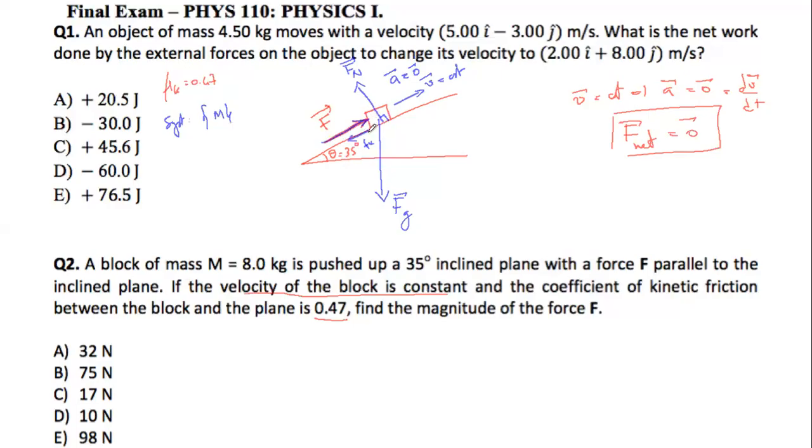Let me choose my x-axis and my y-axis. Of course, I will choose this to be my x-axis and this to be my y-axis, the normal to the incline. So let me use Newton's second law or Newton's first law because acceleration is 0. Basically, we'll have F plus the gravitational force plus the normal force plus the frictional force is equal to 0.